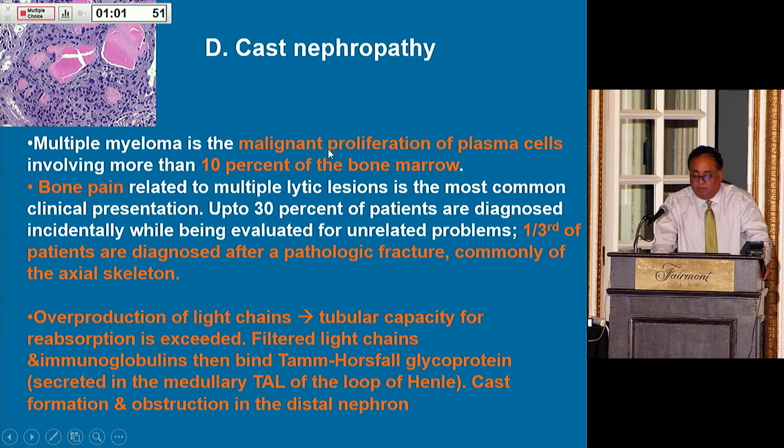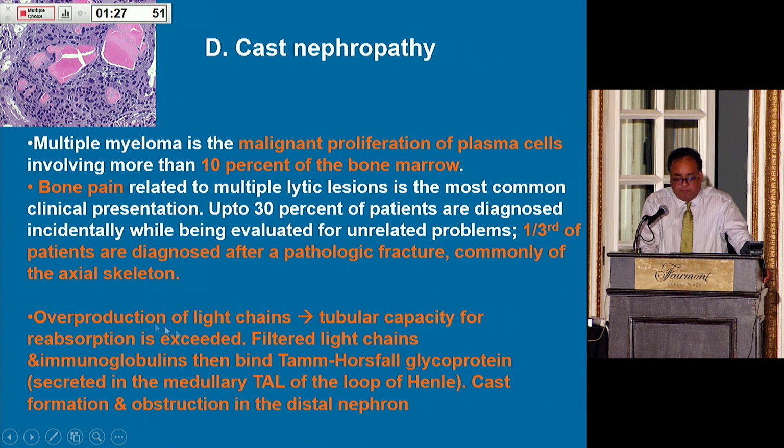So multiple myeloma, as you know, is a malignant proliferation of plasma cells. More than 10% of the bone marrow is involved. And these patients get bone pain from the lytic lesions. But about 30%, one-third of patients, are diagnosed incidentally while being evaluated for unrelated problems. And a third of these patients end up getting diagnosed after a pathological fracture, usually in the axial skeleton.